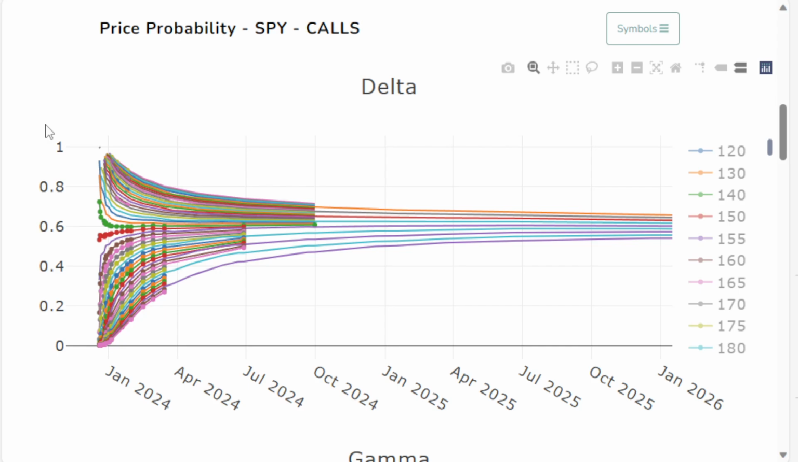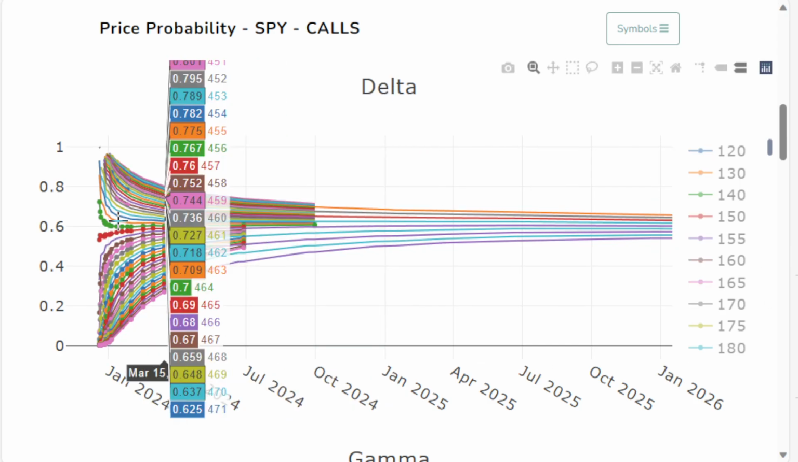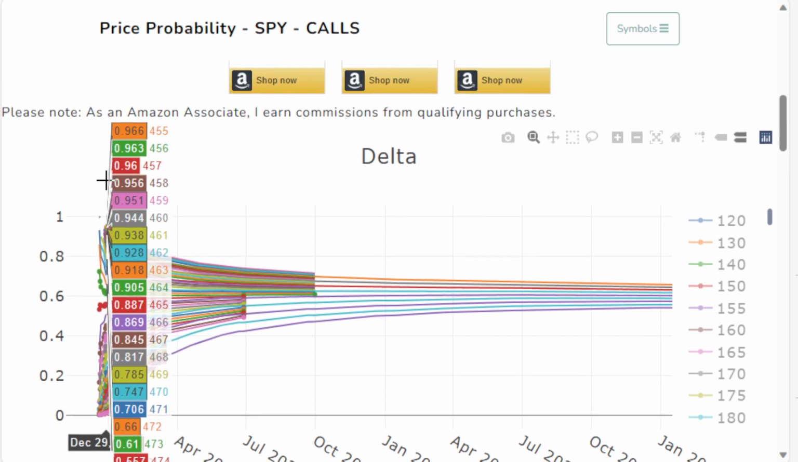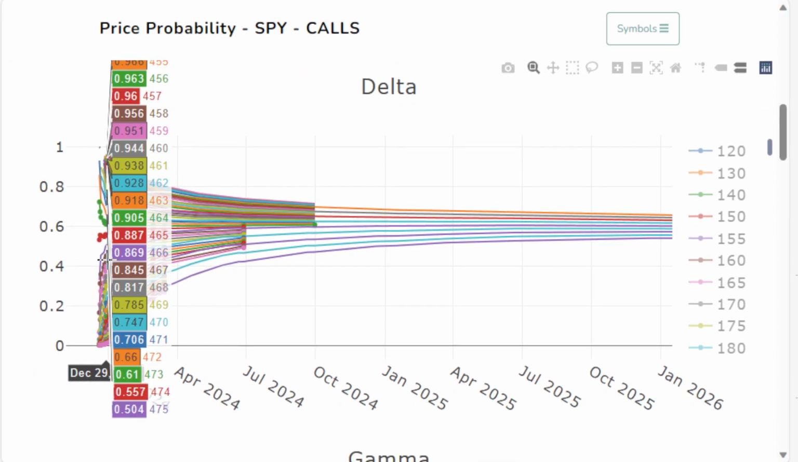As expiration approaches, the delta for calls will move towards 1 for in-the-money options and down towards 0 for out of the money. This can be seen as we look at the data here with lower strike prices, or more in-the-money options, at the top near 1. Let's see, 450 right down to 475 at the bottom. And then at the bottom, as pointed out, we have delta going towards 0 for our out-of-the-money options.